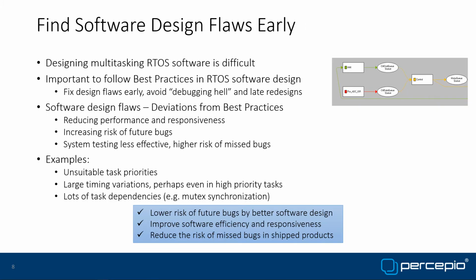Another important use of Visual Trace Diagnostics is to find software design flaws. They are not necessarily functional errors, but they may reduce performance and responsiveness, increase the risk of future bugs, and make the system testing less effective. With Tracealyzer, you can easily identify design flaws like excessive dependencies between tasks, unsuitable task priorities, and variations in software timing, so you can fix them early and avoid later problems.